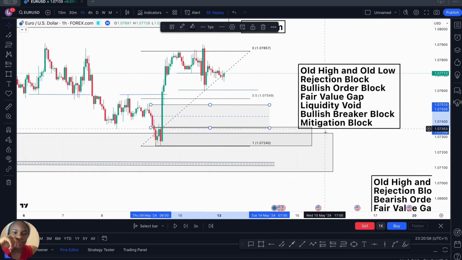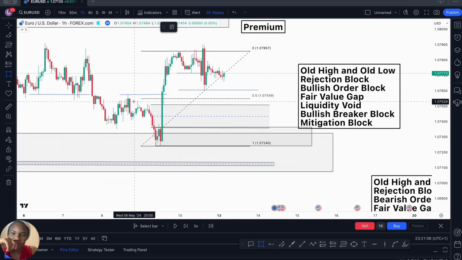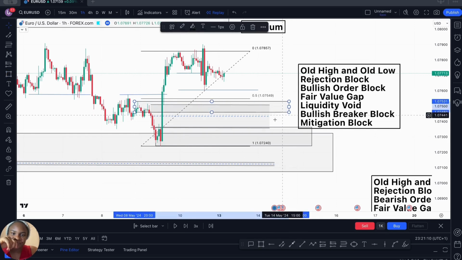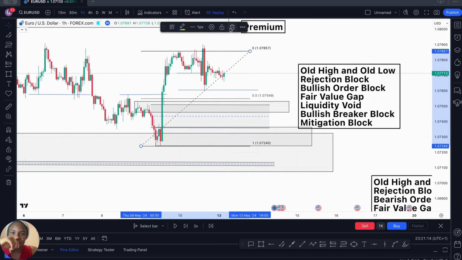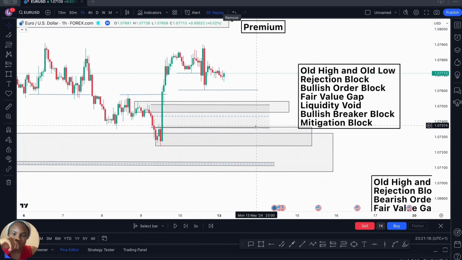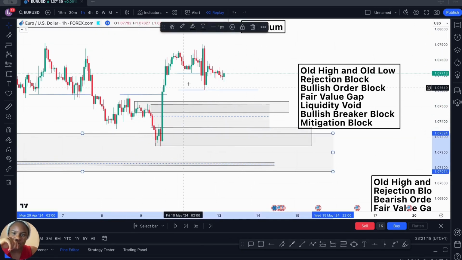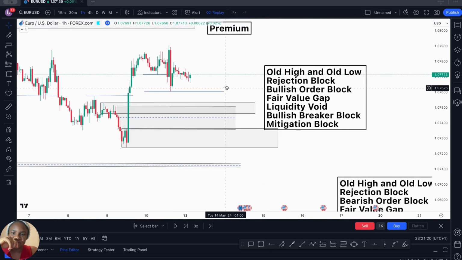Is there a liquidity void? I can also use this, but it's a fair value gap, not a full void. Is there a breaker block up here? There's a breaker block here, around here. Is there a mitigation block? No. Now I'm going to delete this. This is a fair value gap, so I'll delete this one from 4 hours to make this clean for you.